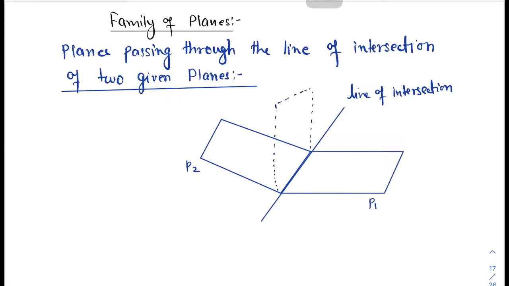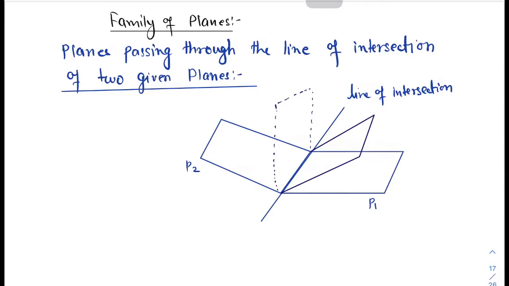This is one such plane which is passing through the line of intersection of these two planes P1 and P2. We can draw many such planes. This is another such plane, and this is another plane which is passing through the line of intersection. So how to write the equation of these planes?